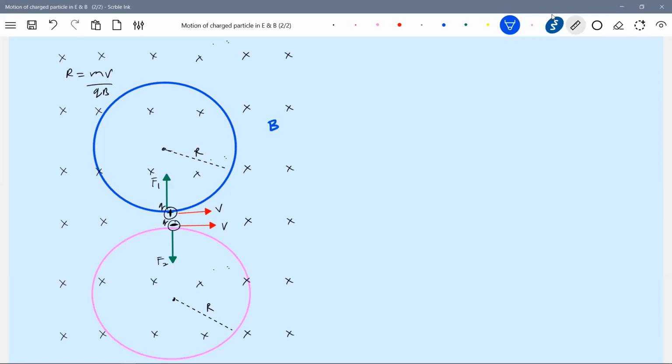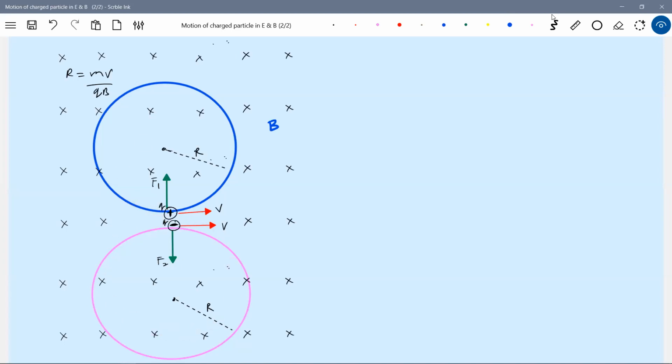Here I just wanted to tell you that if you give velocity here, how the particle will move. It's going to move in a curved path like this, and this negative charged particle is going to describe one above. This is something very important. So you put B bar and velocity. If the velocity is like this, the positive charged particle is going to move in the lower circular path, and this one is going to move in the upper circular path.